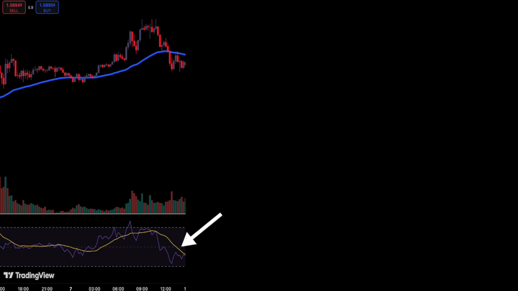2. Relative strength index crosses below zero line from above. 3. Volume increases on the downside. A strong volume spike during a price drop confirms the selling pressure is increasing and the downtrend could continue.